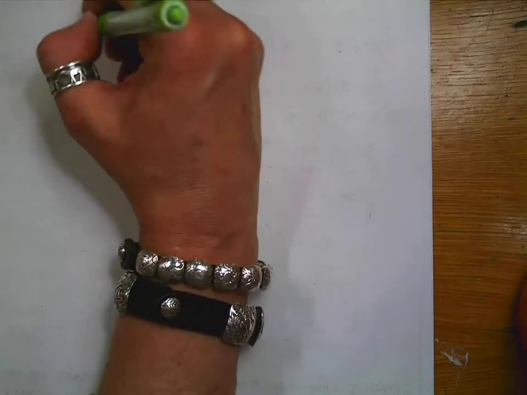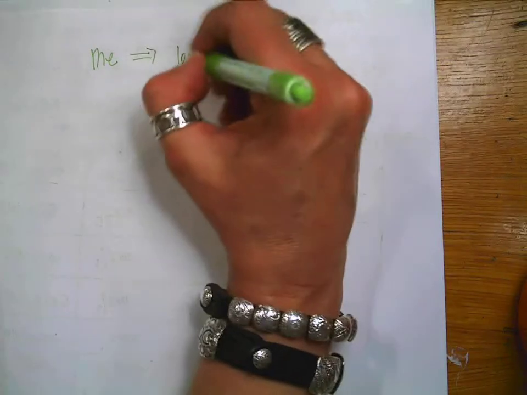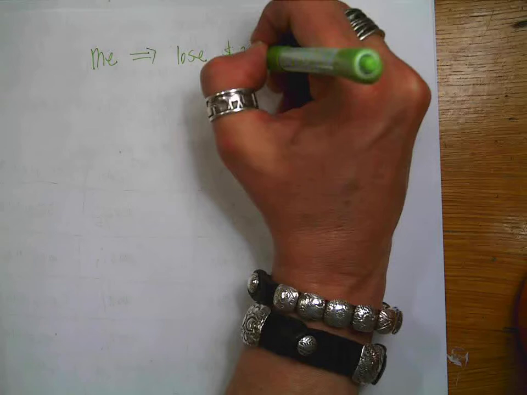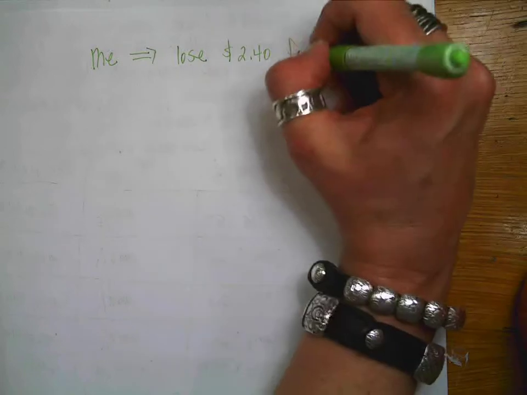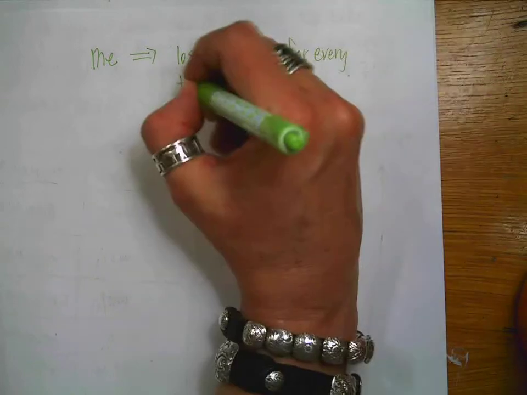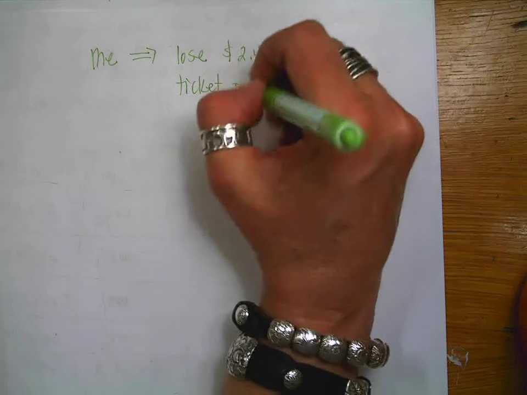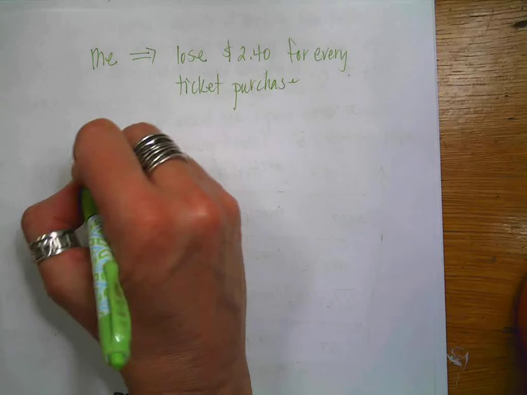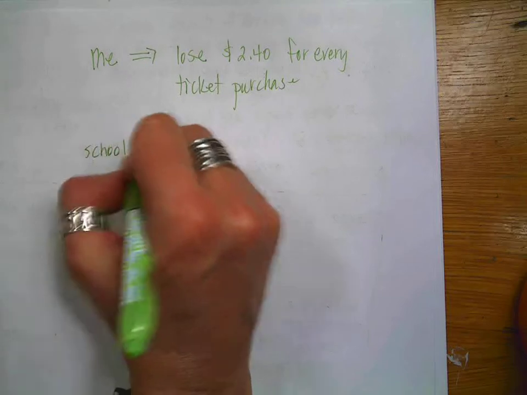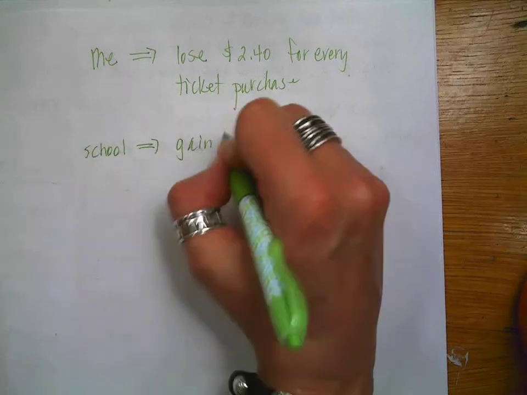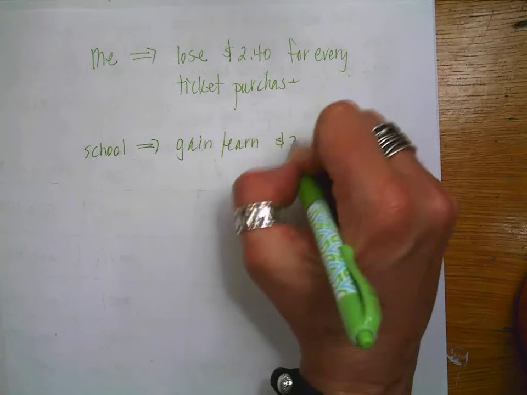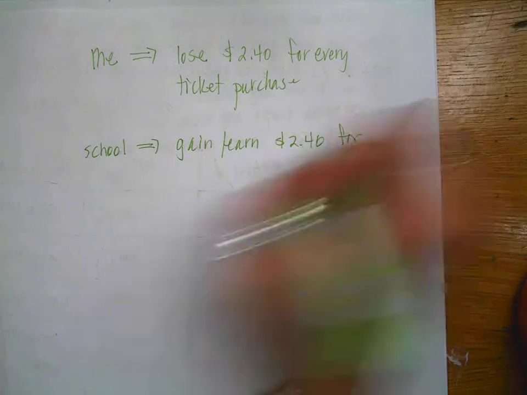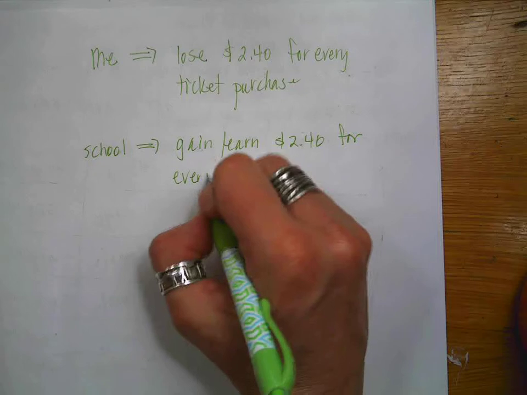So that means that I expect to lose $2.40 for every ticket that I purchase. But the other side of that, I'm going to turn this over, so let's put me because that looks a little bit better. I'm going to lose potentially $2.40 for every ticket that I purchase. Remember that they cost $3, okay? But if I lose $2.40, that means that the school is going to gain or earn $2.40 for every ticket sold.